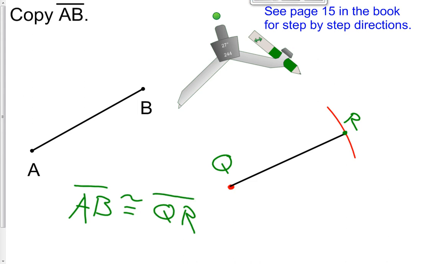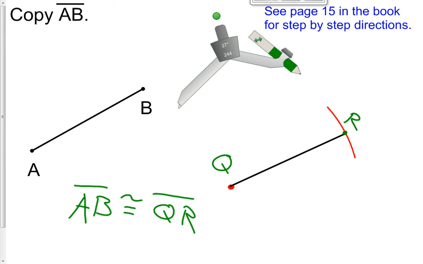If one segment is 7 inches, the other segment is 7 inches. If one segment is 5x plus 12 and the other segment is 3x minus 2, you could set them equal to each other and solve. So that is the first construction, the easiest one, just copying a segment.